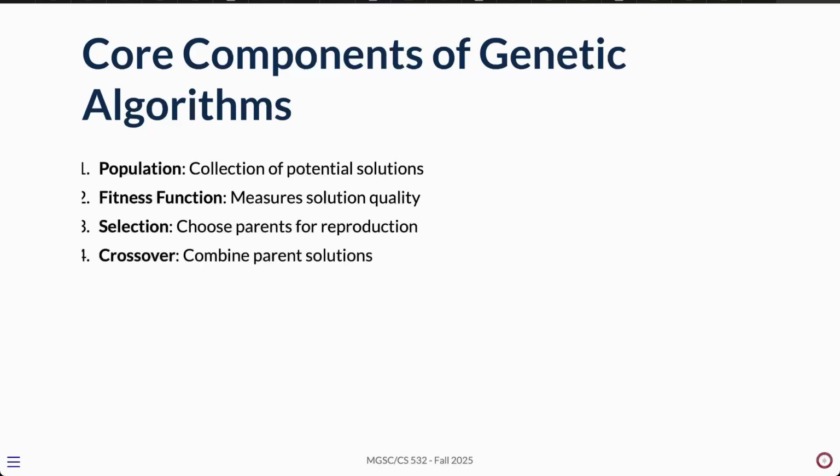Fourth, crossover combines parent solutions to create offspring. In this stage, we're not just copying existing solutions, but we're actually creating new combinations that might be better than either parent. Different crossover methods exist for different types of problems, so we'll explore a few of those today. And finally, we have mutation, which introduces random changes to maintain diversity and explore new areas of the solution space. Without mutation, our population might converge too quickly, resulting in suboptimal solutions. So, mutation makes sure that we don't lose the ability to discover entirely new approaches.